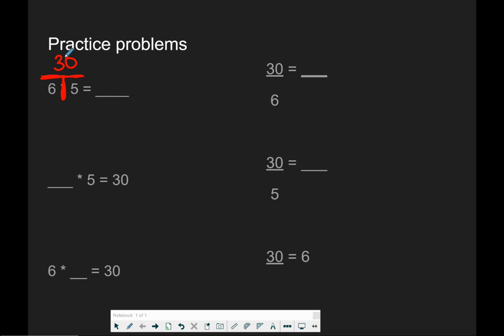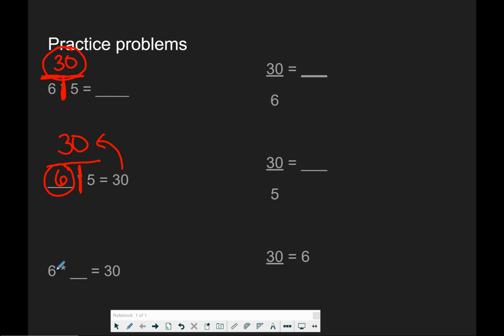Now, if again times is right here, you're going to take this 30 and put it up here. This is up, down. If it's up, down, we divide. 30 divided by 5 is 6. Please remember to circle your answers.